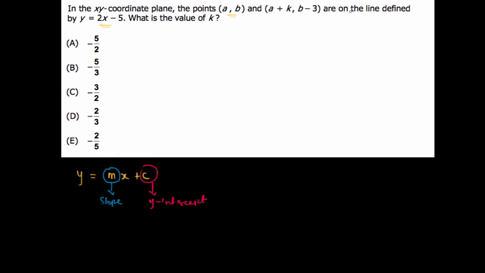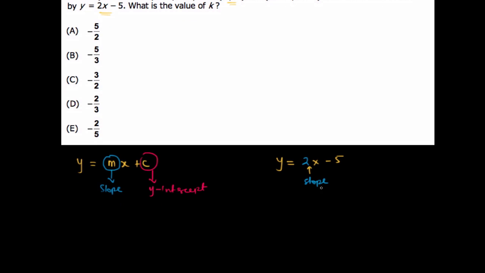Now the equation of the line we are given here is y = 2x - 5. So that tells us that the 2 that we are given here must be the slope of the line.